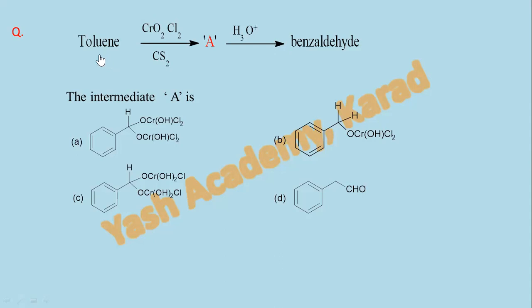Toluene is the starting compound. This CrO2Cl2 is the chromyl chloride. The reaction is carried out in the presence of CS2. A, that is an intermediate, is formed, which on acid hydrolysis gives benzaldehyde. So you are given the starting compound, final product, and a reagent, and you are asked what is the intermediate, that is the A, which is formed in the reaction.